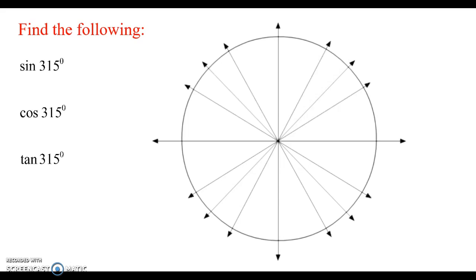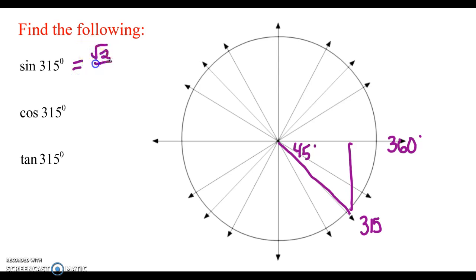Okay, so if I were asked to find the sine of 315 degrees, I know 315 degrees. If I rotate my initial ray, my terminal ray falls right here. And I have a 45-degree reference angle, because if this is 315, then I have 45 degrees to get back to the x-axis. And so I know the sine for a 45-degree angle is rad 2 over 2.